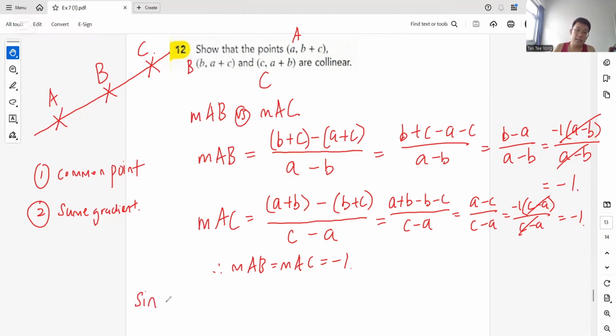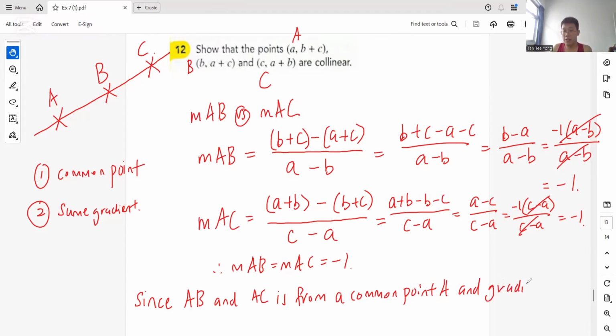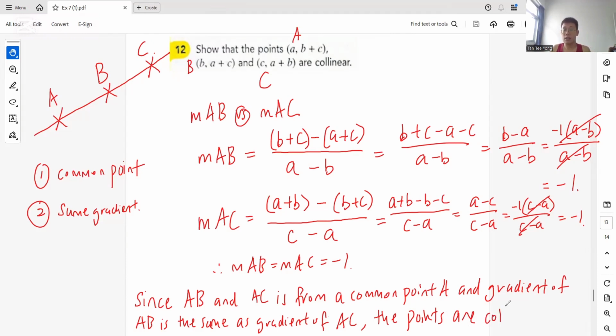So I will say, since AB and AC are from a common point A and the gradient of AB is the same as the gradient of AC, the points are collinear. Okay, this is it for question 12.